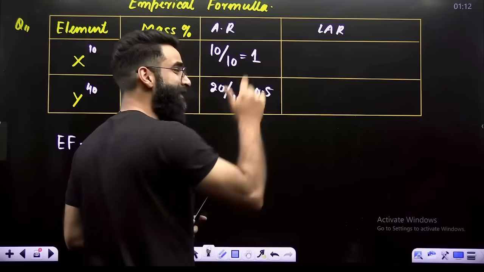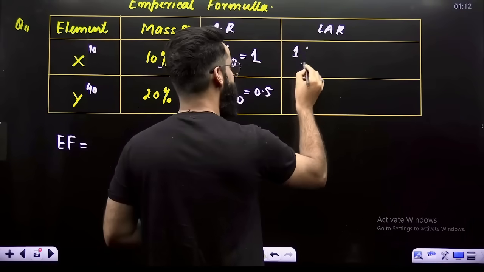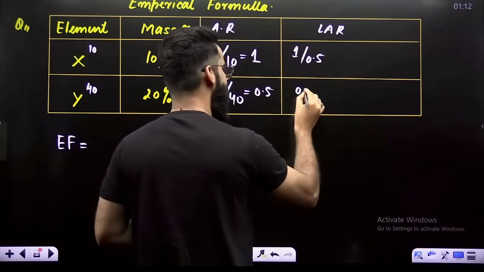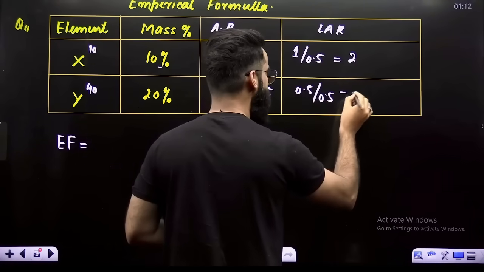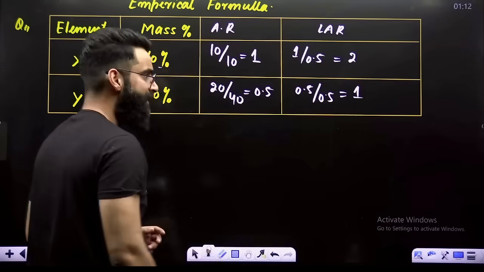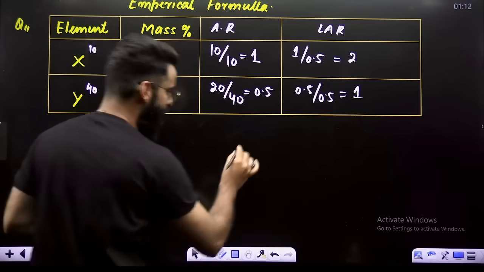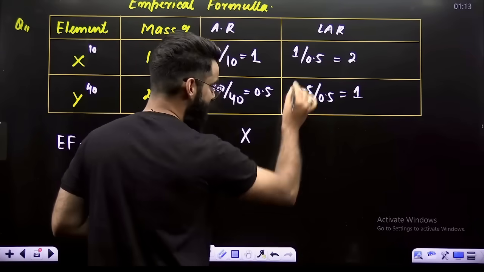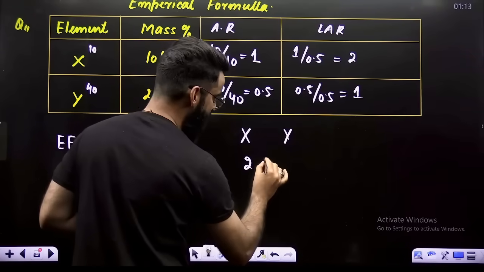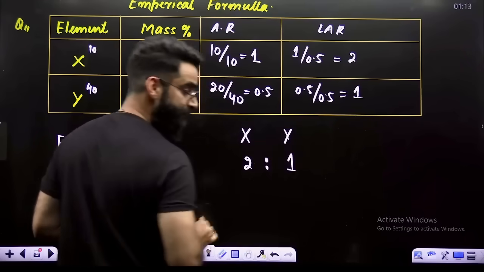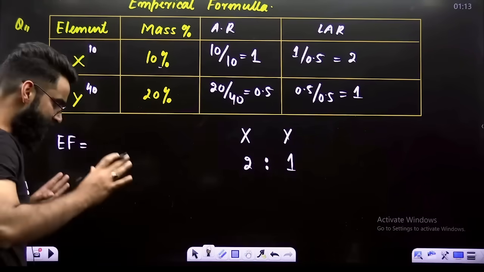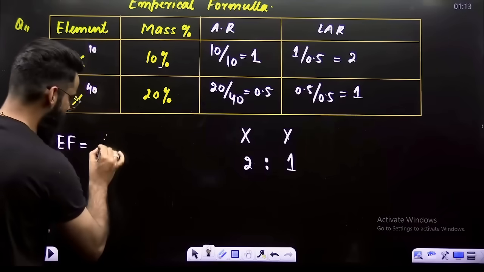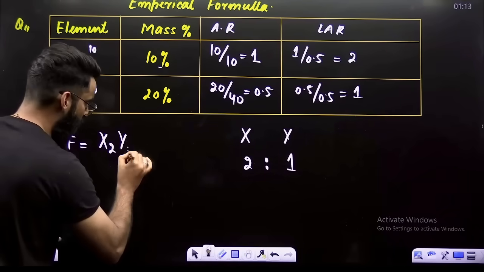Divide both these terms by the least number. So 1 divided by 0.5. Similarly, 0.5 divided by 0.5. This value came out to be 2 and this value came out to be 1. So I would say the least atomic ratio of X and Y came out to be 2:1. And the least atomic ratio gives you the empirical formula of the compound. So you can say directly the empirical formula of the compound here is X2Y1.